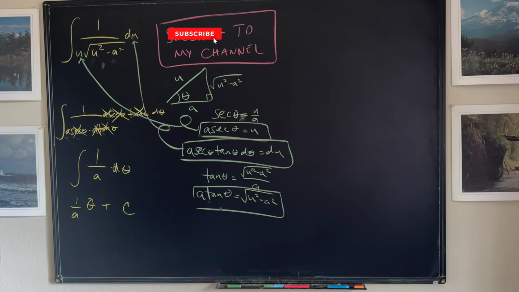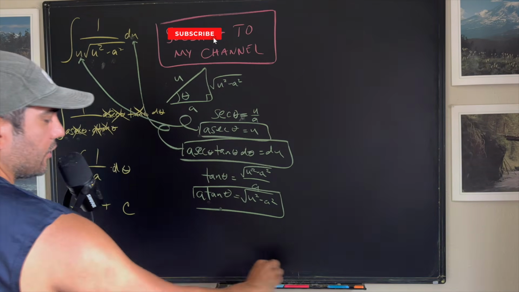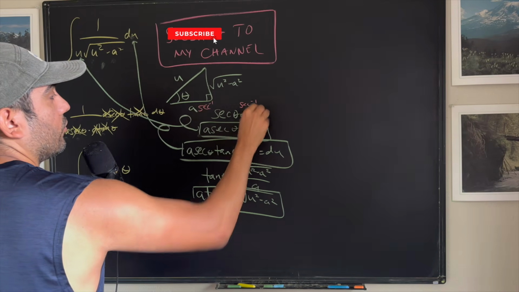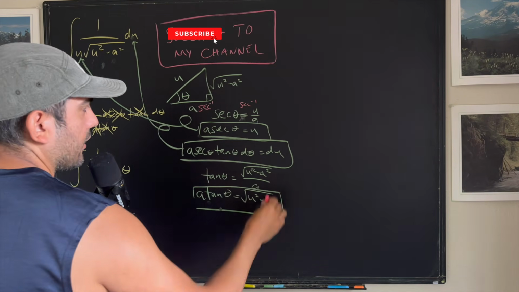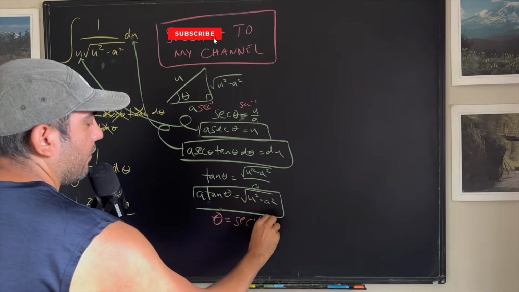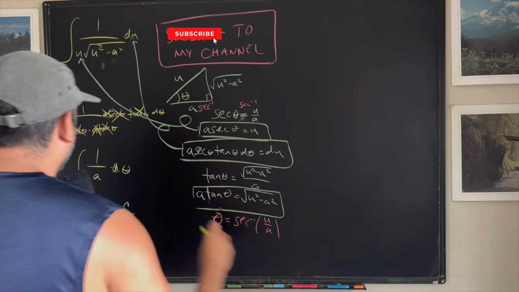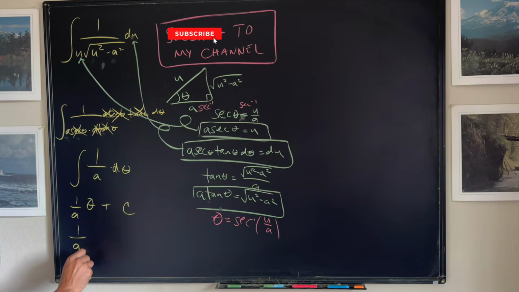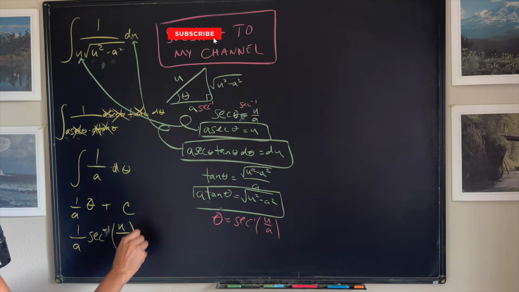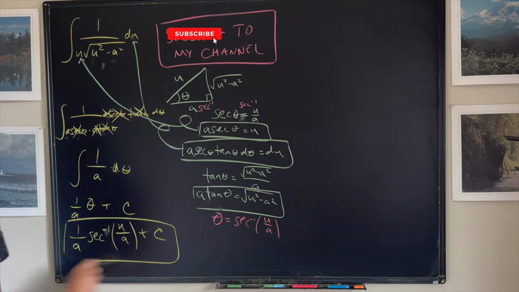But once again, we want this in terms of u. So we're going to go ahead and revisit our secant theta. What happens when we take the secant inverse, or the arc secant, of both sides? Well, that's going to give us that theta is equal to the arc secant of u over a. And now we go ahead and rewrite this as 1 over a arc secant, or secant inverse if you want to think about it like that, of u over a plus your C, and that is our answer right there.